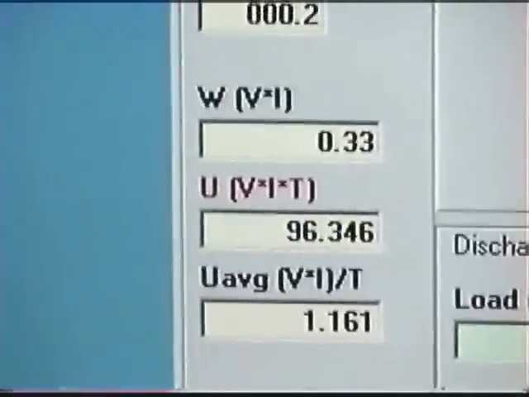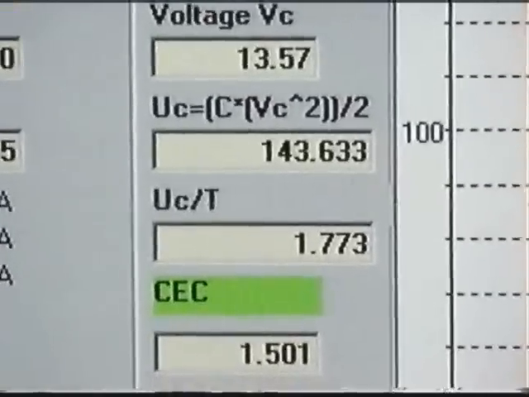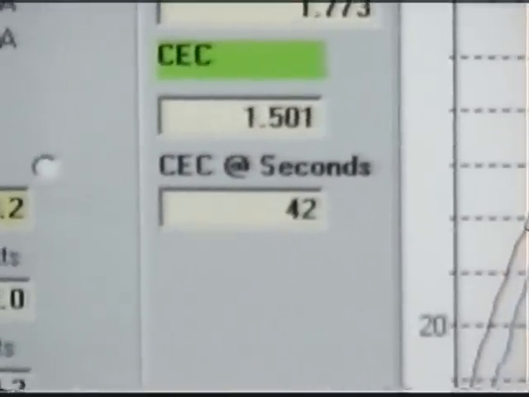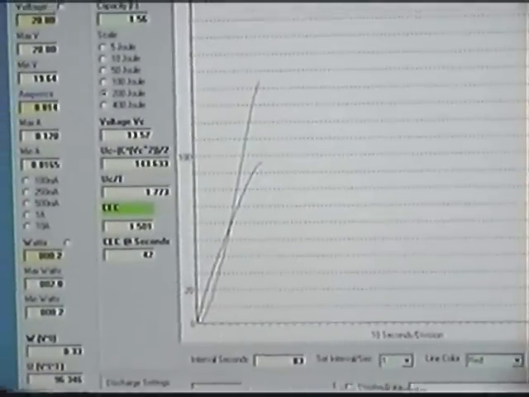Okay, we put 96.3 joules into the circuit. That's what we drew from the power supply. We have 143.6 joules on the capacitor. We have a CEC of 150.1%. It achieved the crossover at 42 seconds.